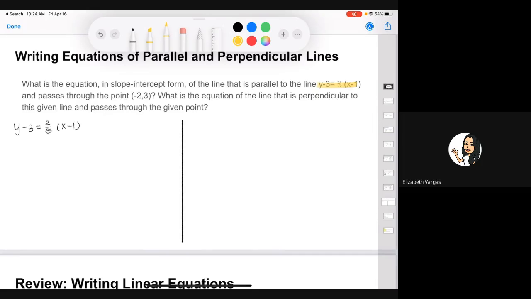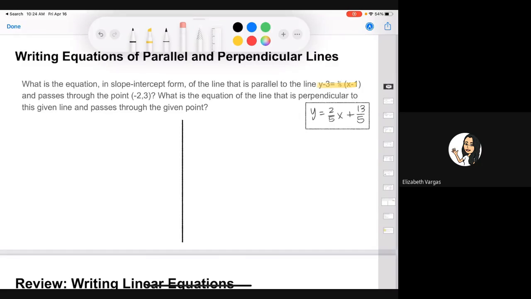So I'm just gonna go ahead and solve. So I need to distribute this. And then I'm gonna add 3 to both sides. So y equals 2 over 5x plus 13 over 5. So that is the equation of my given line. Basically I just rearranged it to find the slope of my given line. So I'll put that there.